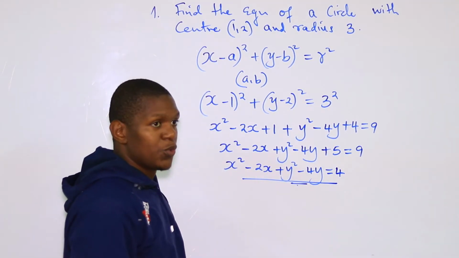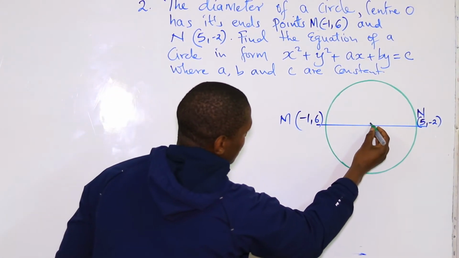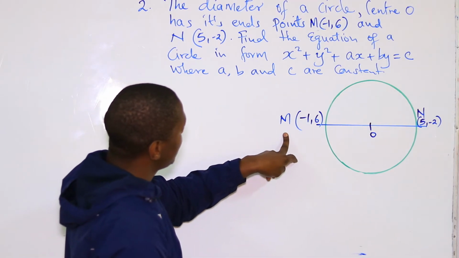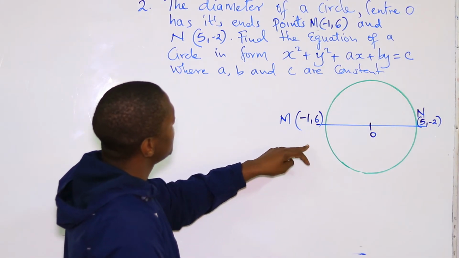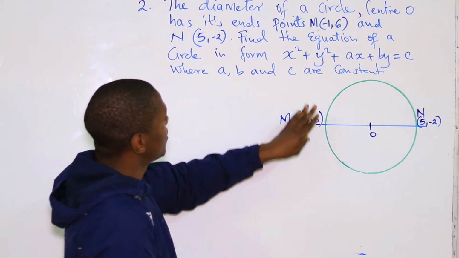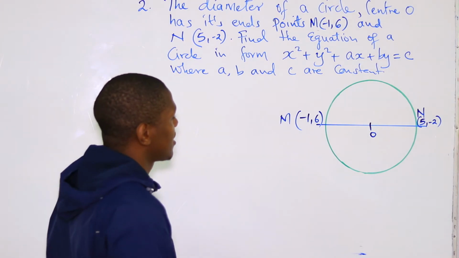On to example 2. The diameter of this circle, which has center O, has its ends M at (-1, 6) and N at (5, -2). We've been asked to find the equation of this circle in this form, where A, B, and C are constants.